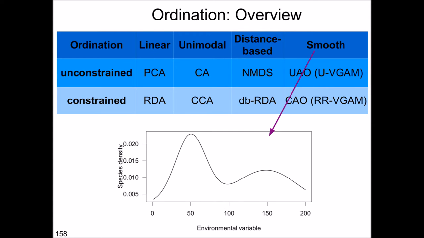And finally, we have the smoothing techniques. We see here an example of how the smoothing technique can capture species density that is neither linear nor unimodal. We have two peaks of the species density against the environmental variable. So this is well captured by such data-driven techniques. So depending on the assumed relationship between the environmental variable and your response variable, you should adjust the selection of the ordination method.